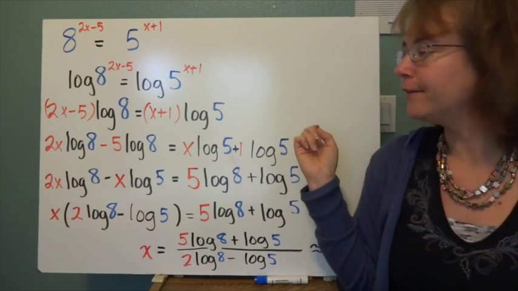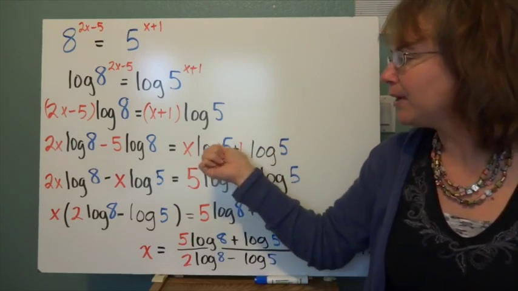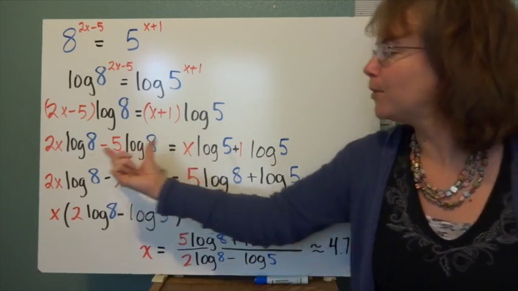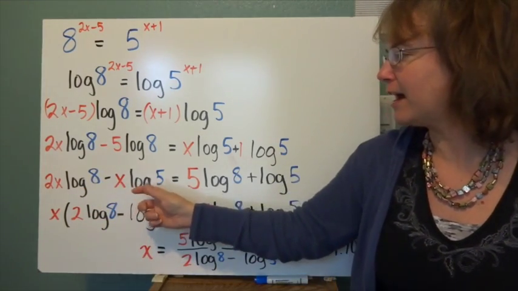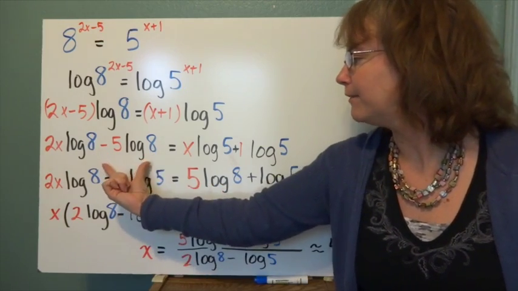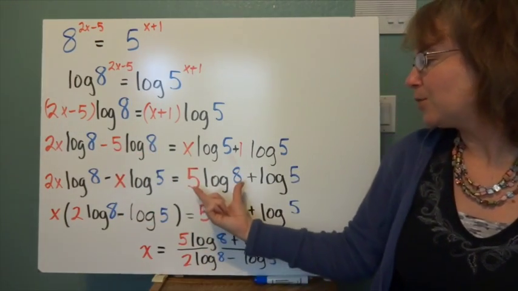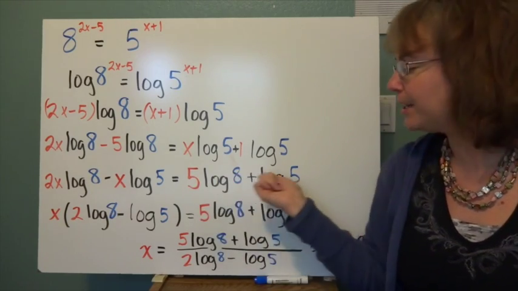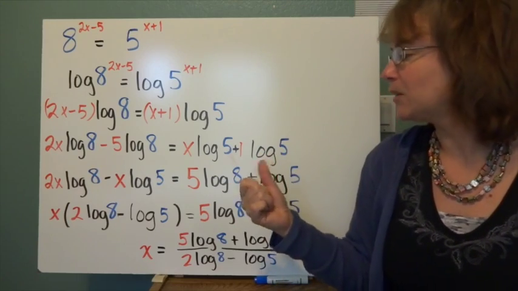So now what I want to do is I want to get my x's together. Remembering that this is a number and this is a number, I'm going to subtract x log 5 from both sides. So I have 2x log 8 minus x log 5. And here I'm going to add 5 log 8 to both sides. 5 log 8 here, 5 log 8 here, and this will make a 0 there. So I have 5 log 8 plus my original log 5 on this side. This is just a number, and right now I could estimate it as a decimal. I'm leaving it in logarithmic form to be a little more accurate.